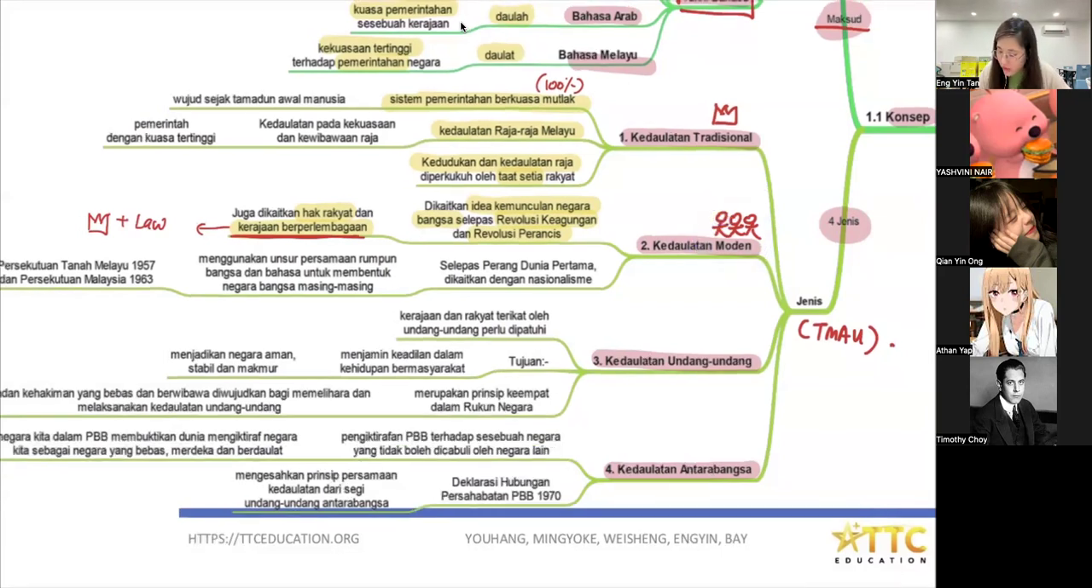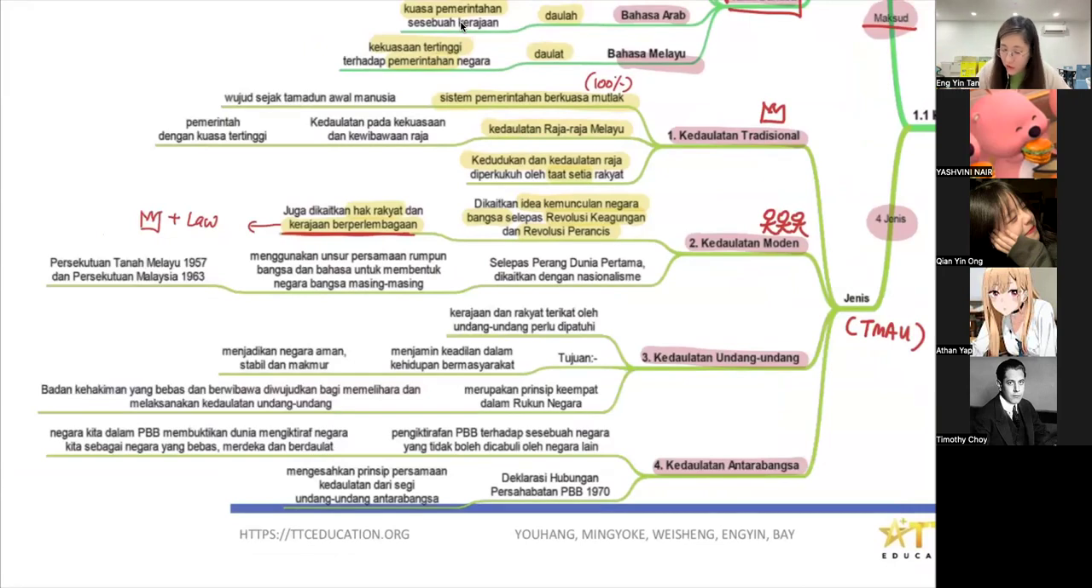Look, modernization. That's why we talk about nationalism. It is related to nationalism. And then we talk about how we should focus on the citizens, the rakyat, the bangsa dan bahasa. Not the penjajah, not the kerajaan. We should focus on the citizens. That's what they explain. Okay? Kedaulatan modern.